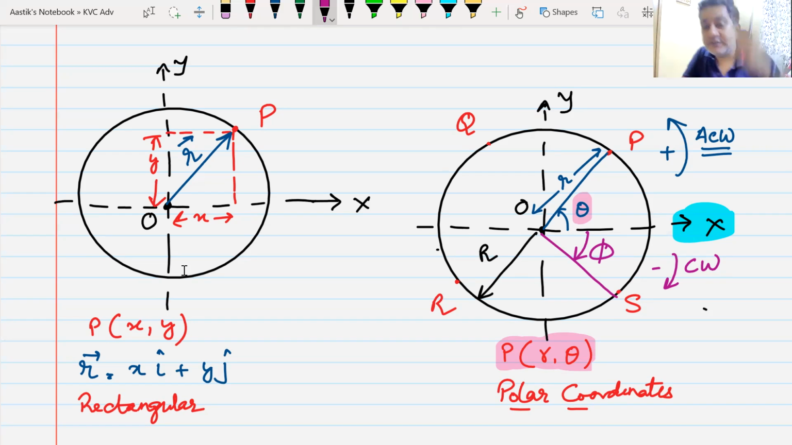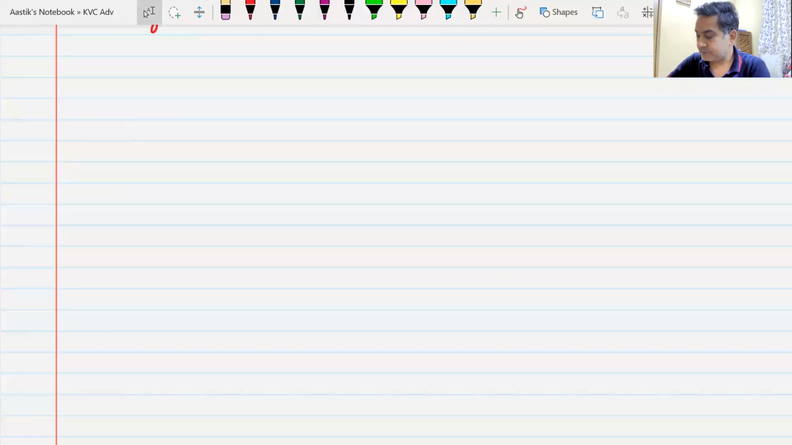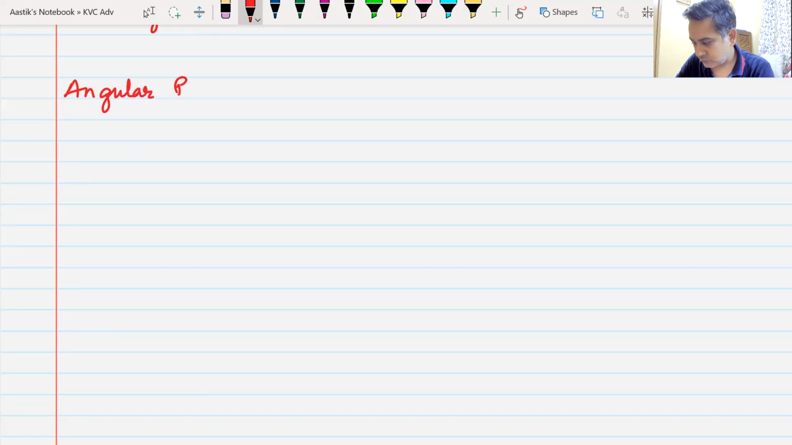And the first heading that we are going to write will be your angular position. Has everyone noted down this? Yes, sir. The first heading is angular position, denoted by the letter theta.